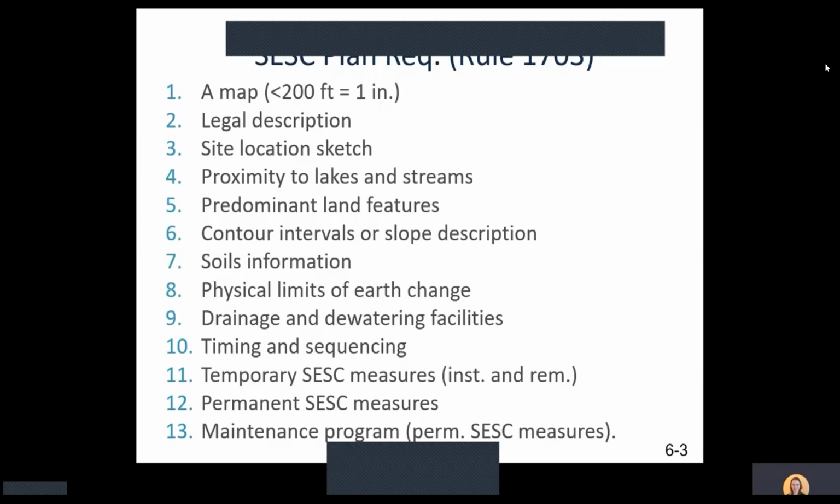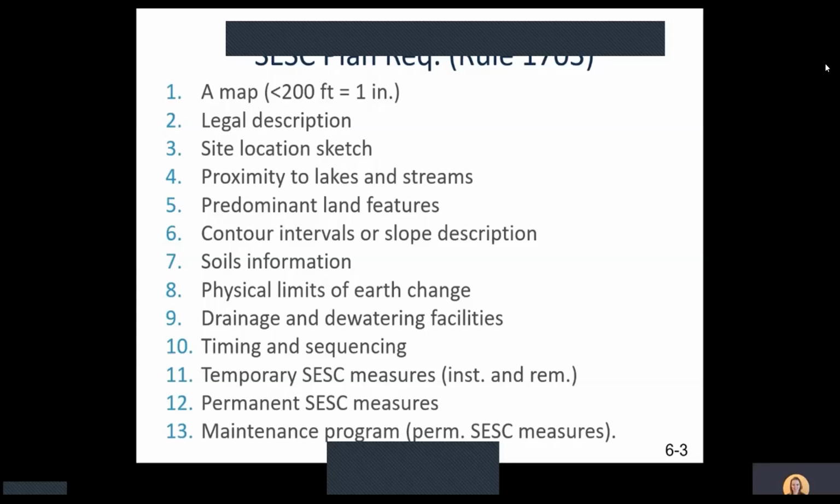All plans must include a site map with a scale of at least 200 feet or less to an inch, a legal description that identifies property boundaries and proof of ownership, a site location sketch roughly identifying where in the county or township the project is located, the site's proximity to lakes and streams. The plan should identify where the nearest water body is, predominant land features, which can be roads, trees, buildings, and so on, contour intervals or a slope description to identify which way water will run on the site.